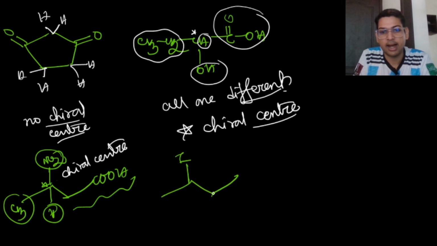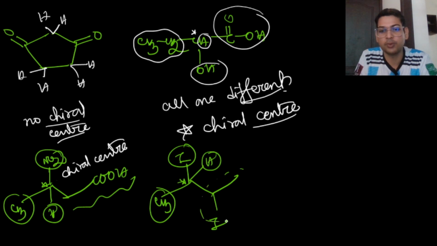Here actually two chiral centers are there. You check: this methyl is different, this is different, hydrogen is different, and this total group is different. So this is also a chiral center. This is also a chiral center.